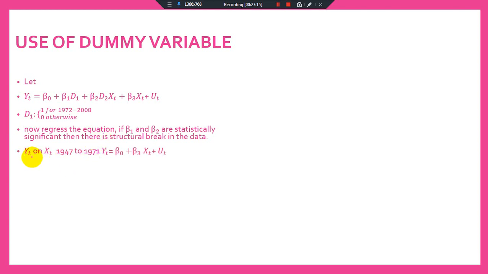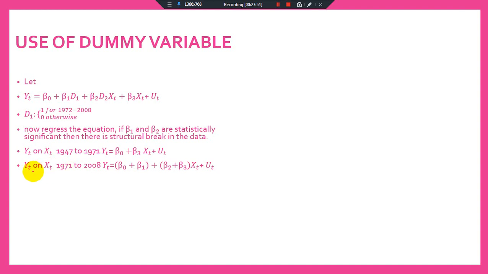You have to run the regression of Yt on X, and you have to use the data from 1947 to 1971. You have a regression line here, Yt equals beta naught plus beta 3 Xt, because here we suppose that for the period from 1972 we take the dummy as 1 and otherwise 0. So here we have a 0 and here we have a 0, and we get the regression line for the period of 1947 to 1971.